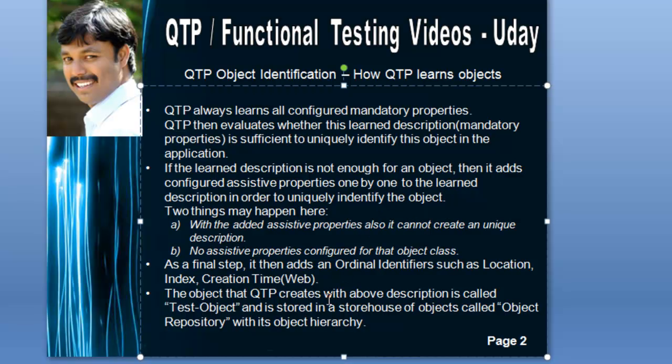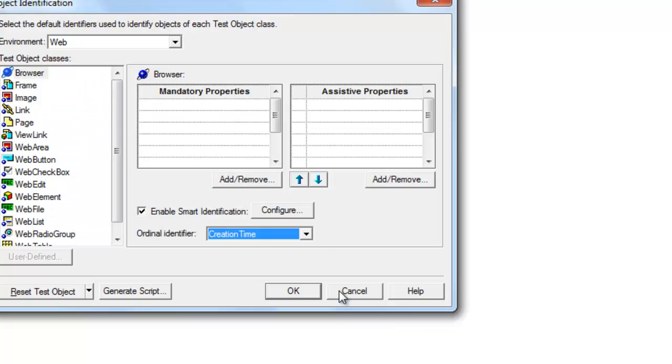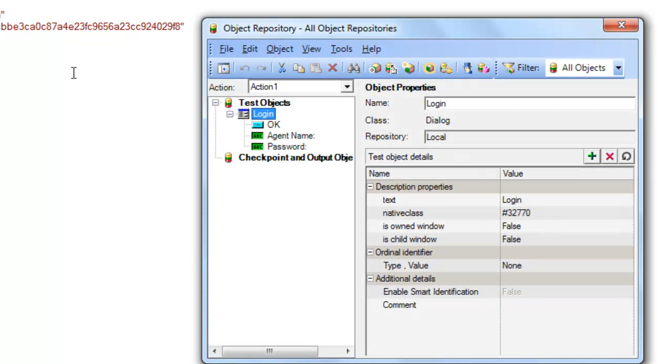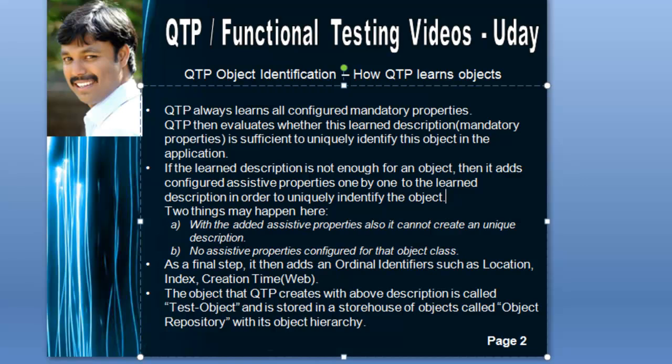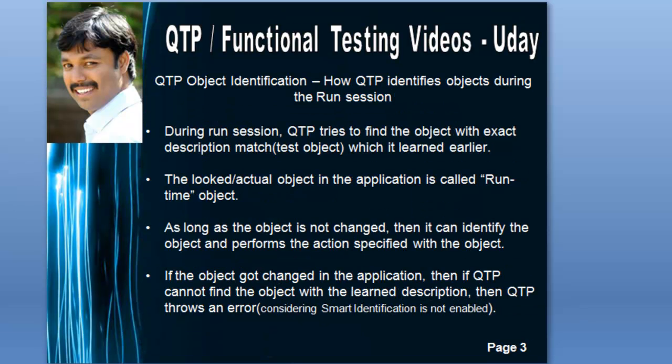The object that QTP creates with the above description is called a test object. What I'm trying to say here is, in the object identification, it creates and stores in the object repository, right? So this is called a test object and is stored in an object repository including with its object hierarchy. And how does QTP exactly identify the object during the run session?